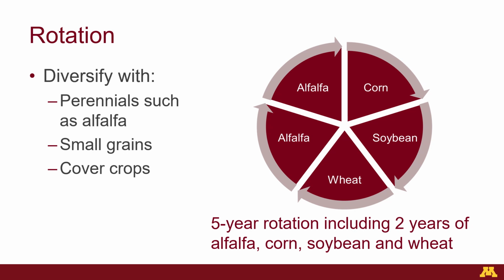A diverse rotation is a strong tool in managing weeds. Different crops have different planting dates and growth habits that inhibit certain weeds. So, by changing things up, weeds have a harder time adapting. Adding perennials, small grains, and cover crops are some of the ways to diversify corn and soybean rotation and set back weeds. Please watch our modules entitled Rotation and Cover Crops for more information on those topics.